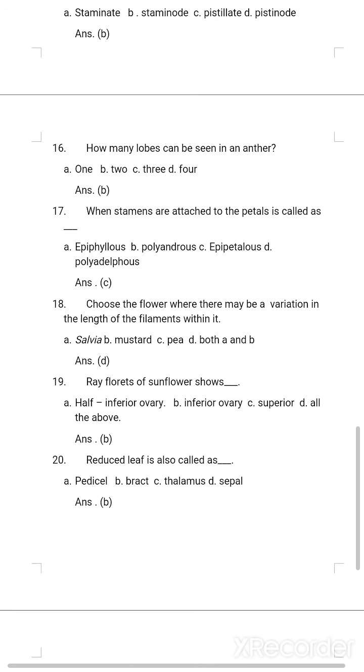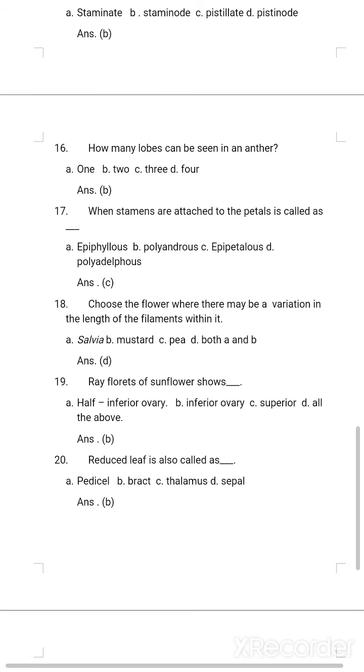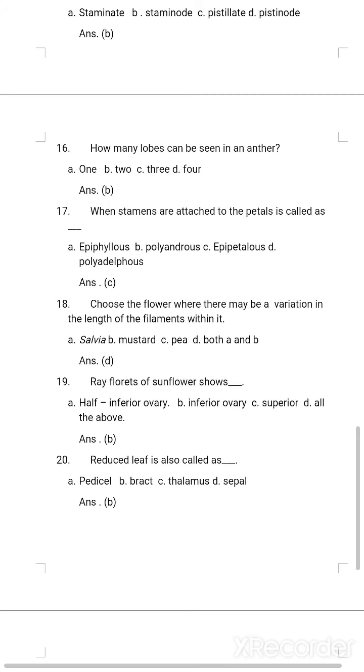Next question. How many lobes can be seen in an anther? Option A, 1, B, 2, option C, 3, option D, 4. The correct answer for this question is option B, 2. Two lobes can be seen in an anther of angiospermic plants, called a bilobed anther. This is very, very important. Bi means 2, hence 2 lobes are present, called a bilobed anther. Understood? Now, 17th question.